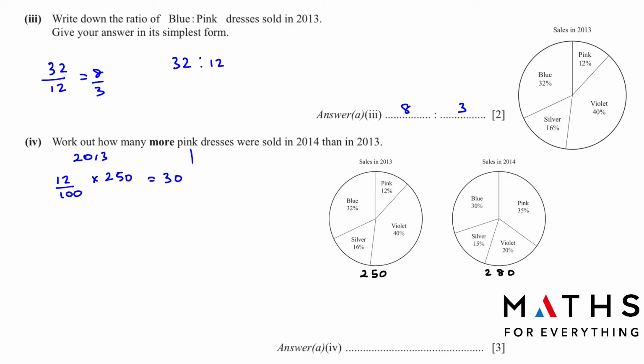In 2014, we sold 35% of dresses of the total. What's the total? 280. 98 dresses were sold. We want to know how many more pink dresses. So 98 minus 30, which is 68. That's our answer.